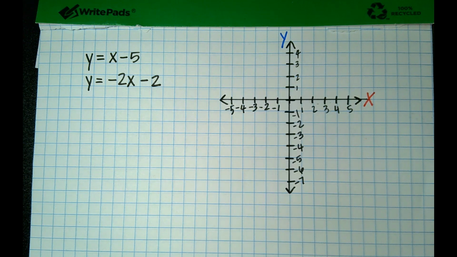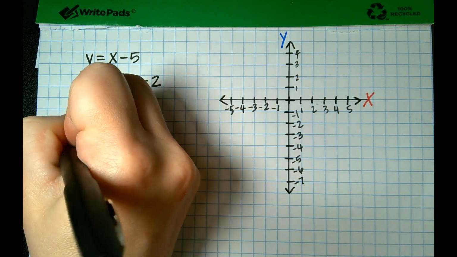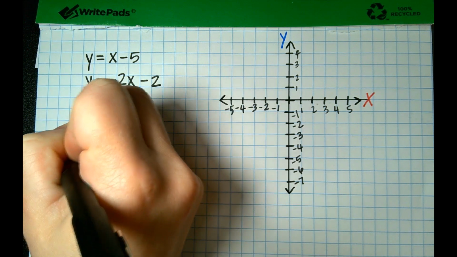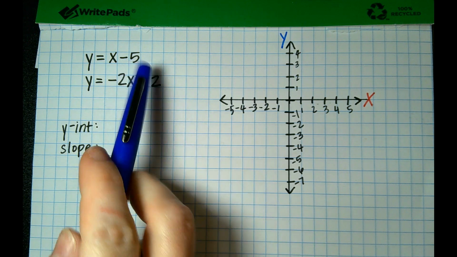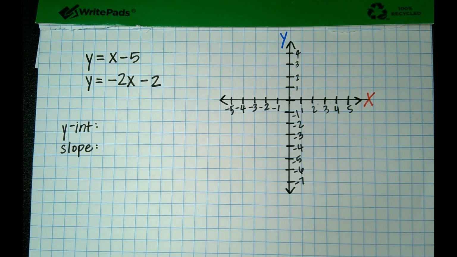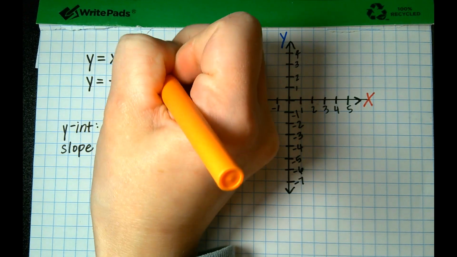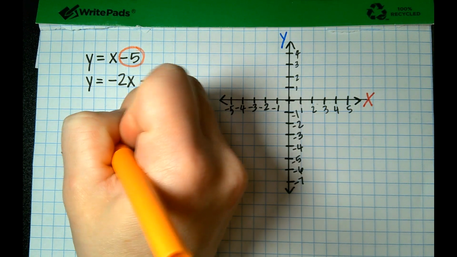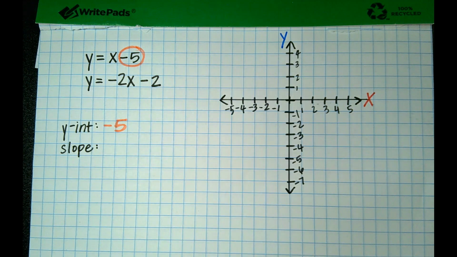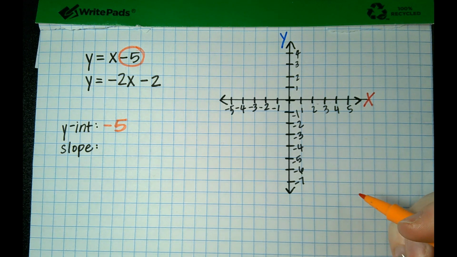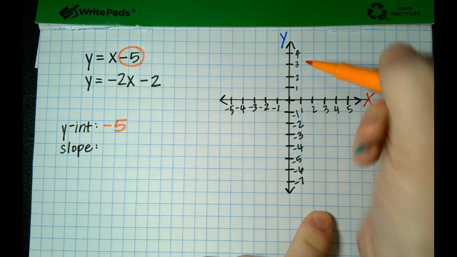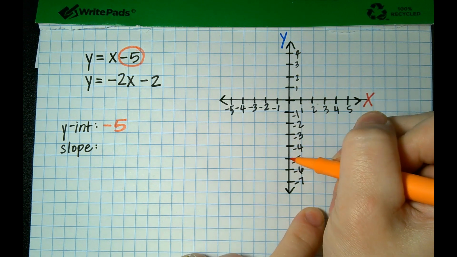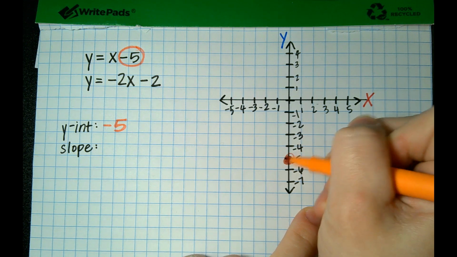So my y-intercept and my slope. So in my first equation, y equals x minus 5, what is my y-intercept? Negative 5. That's the y-intercept. So where does my first point go? Negative 5 on the x-axis or the y-axis? The y-axis. So there's our first point, right at negative 5.